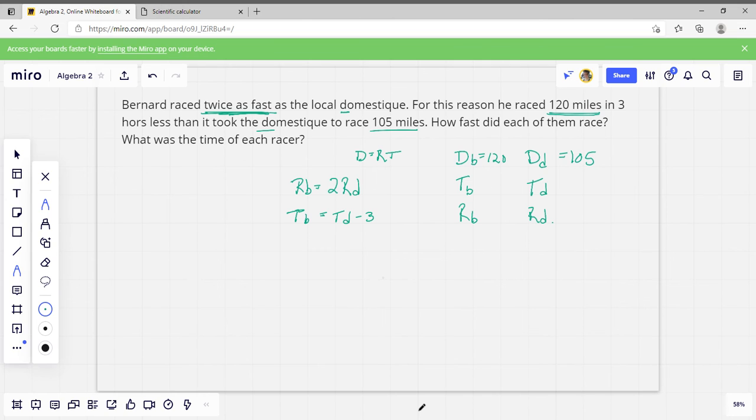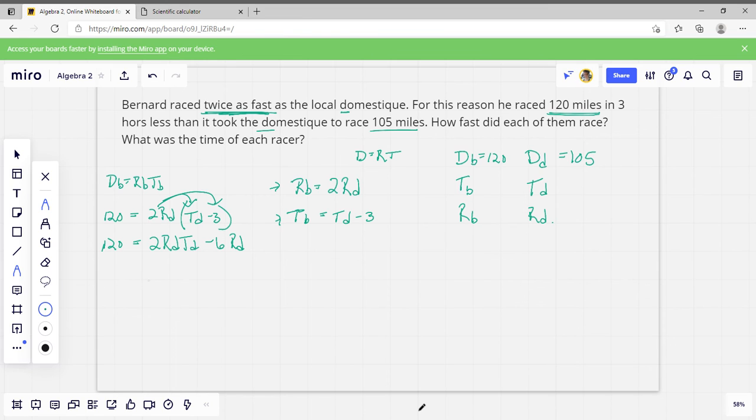Okay, so now we can use our distance equals rate times time. This gives us RB and TB. So we're going to use the B. So we're going to say DB equals RB TB. DB is 120. RB is 2RD. Times our time, which would be TD minus 3. And we're going to rainbow that. Three times 2 would be 6.